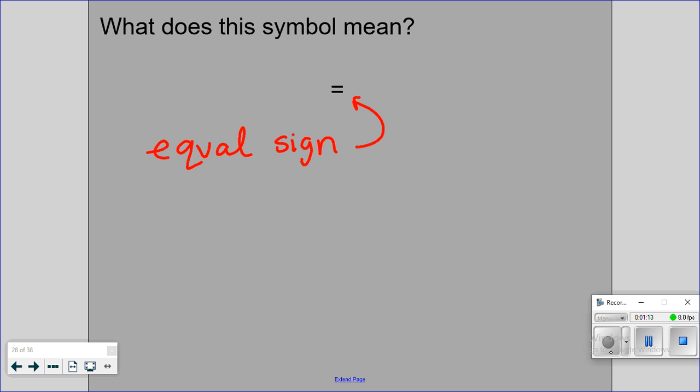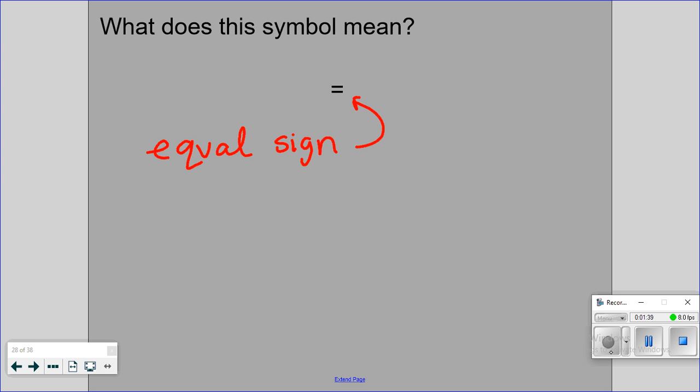We talked a lot about what the multiplication symbol means in English. We talked about what the division symbol means in English. What does the equal sign mean? When you see that in an equation, what does it mean? Asha, what do you think?